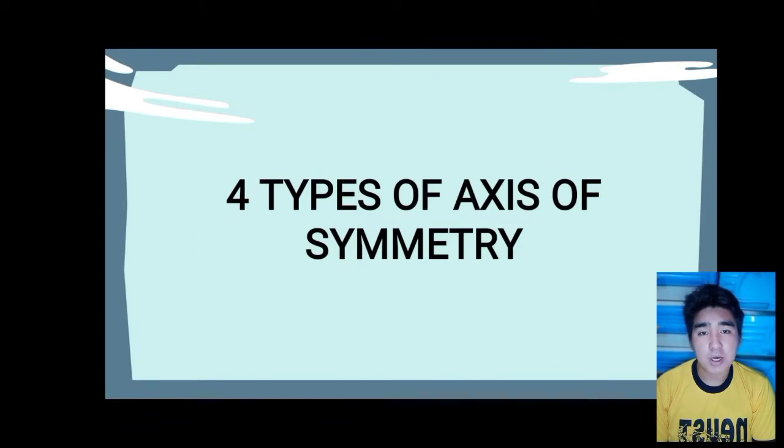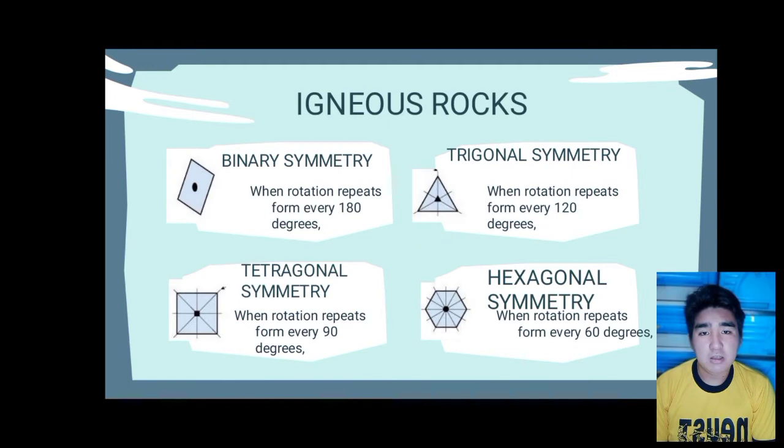There are four types of axes of symmetry. The first one is the binary symmetry, when the rotation repeats every 180 degrees, and the second is trigonal symmetry, when the rotation repeats every 120 degrees, and the third one is tetragonal symmetry, when the rotation repeats every 90 degrees, and lastly is the hexagonal symmetry, when the rotation repeats every 60 degrees.